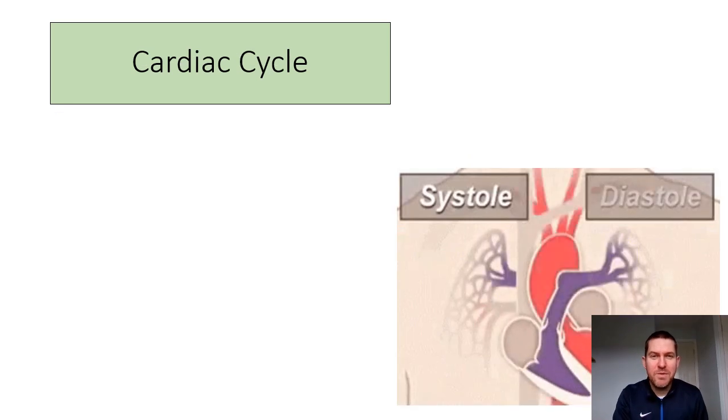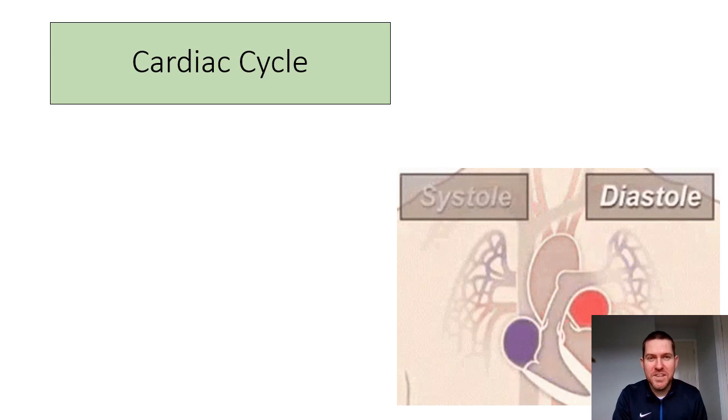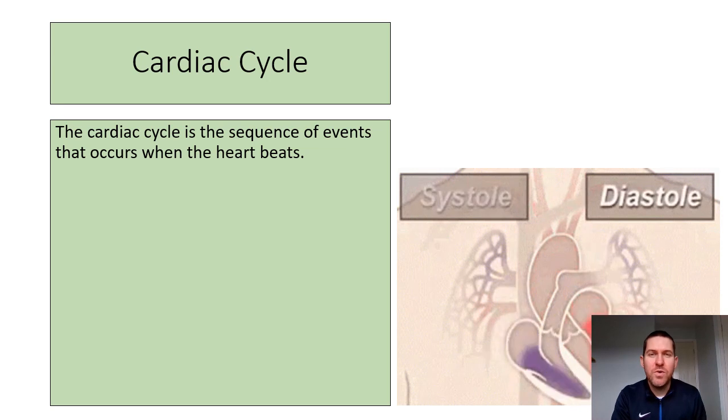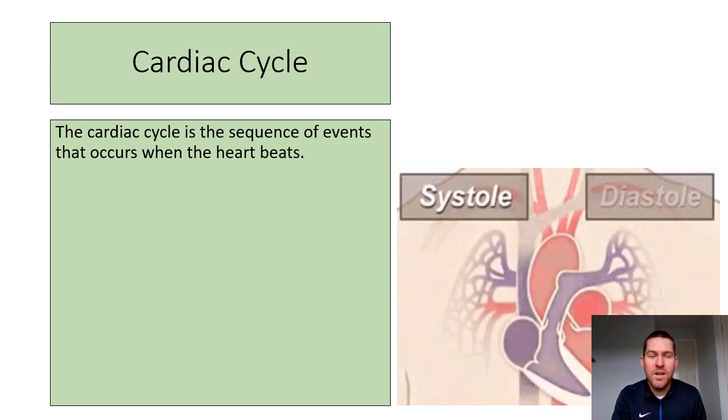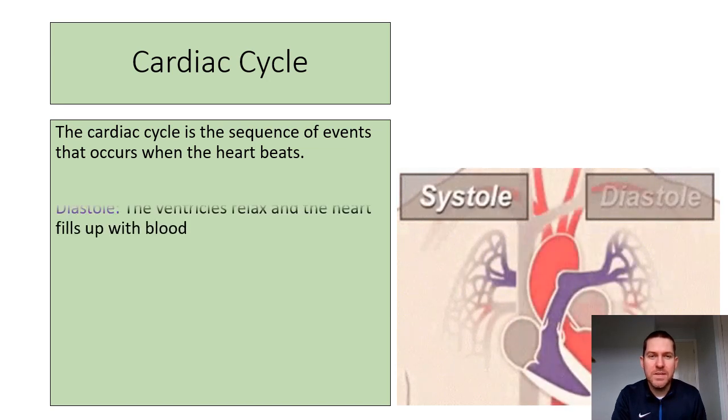So again, before we label our diagram, which actually is on the next slide now, sorry, I thought it was this slide here, let's look at the cardiac cycle, what it means and what it refers to in the two phases that we're looking at for the syllabus. So first and foremost, the cardiac cycle is the sequence of events that occurs when the heart beats. So when we think of the cardiac cycle, we are thinking of our heart beating, and what does that actually mean? What are the two phases that are happening there as our heart beats?